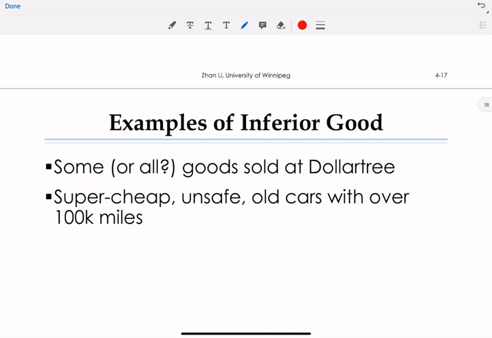So in this case, you can see that this super cheap, unsafe old car could be a candidate for inferior goods. And I have to say that whether a good is inferior or normal, it somewhat also depends on your taste, right? For example, you just really like unsafe, super cheap cars. In this case, no matter what your income level is, you could potentially always buy a super cheap old car, right? Of course, these are just very peculiar cases. Generally, right, most of the time, you could consider these two examples as examples of inferior goods.